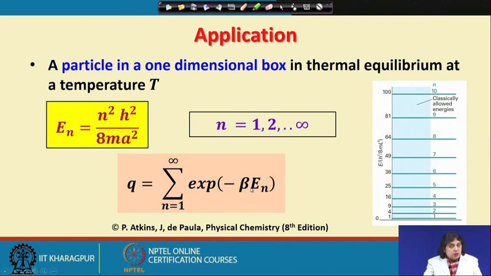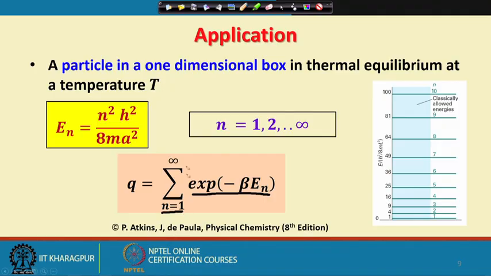Small q now, just as before, would require a summation of this particular term, exponential of minus beta into the energy values, over all possible microstates. Here each and every microstate is characterized by the quantum number n. Therefore, a summation over all microstates translates to the summation over all possible values of n. Now, n starts from 1 and goes to infinity, right?